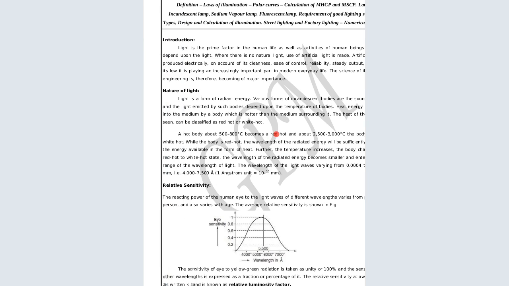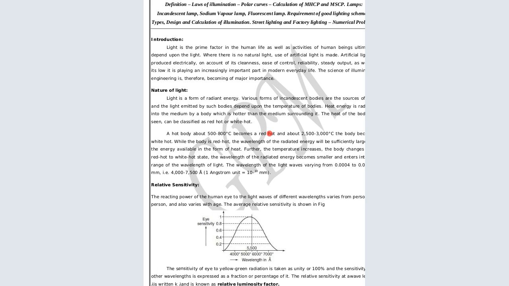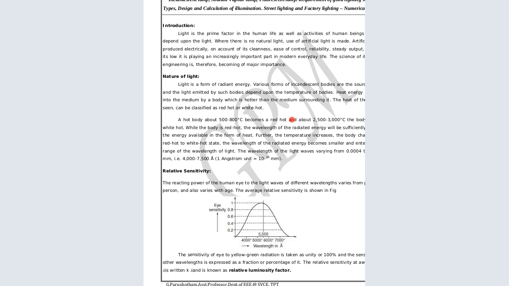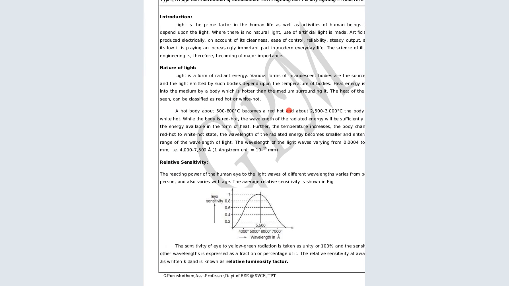The artificial lighting produced electrically, on account of its cleanliness, ease of control, reliability, and steady output, as well as its playing an increasingly important part in modern life. So the science of illumination engineering is therefore becoming of major importance.